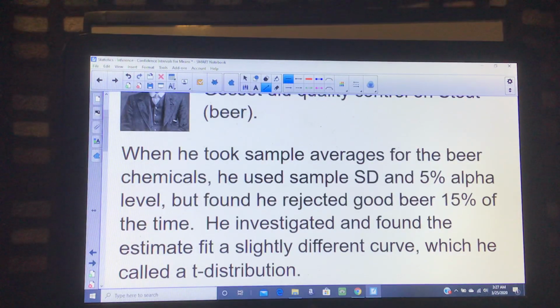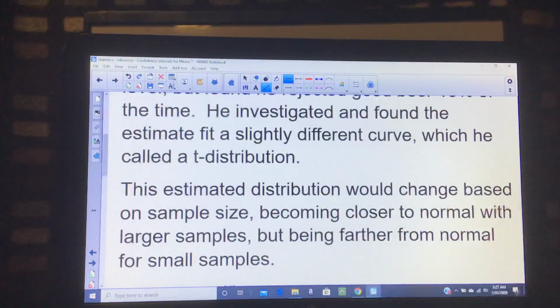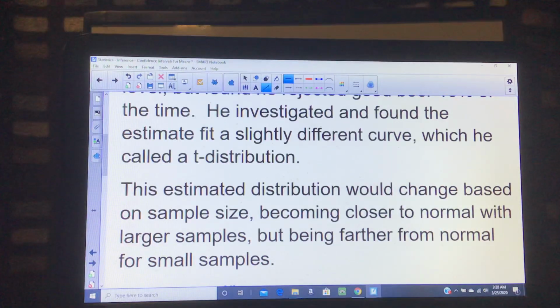So we have to talk about this thing called the t-distribution. This basically reiterates what I said. The estimated distribution that he really needed, the modified normal curve, was based on the sample size that he was working with. It became essentially normal with larger samples. So if he took a really large sample of beer, the normal curve wasn't really all that wrong. But with small samples, the thing deviated from the normal curve.